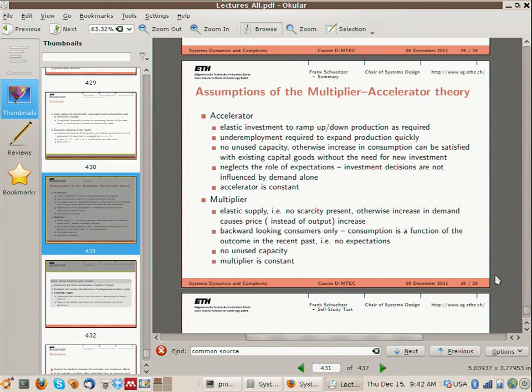This is just a summary of the assumptions that underlie multiplier and accelerator. Both models, yes, they all rely on multiplier and accelerator. The difference is basically the two bounds. That's the difference.